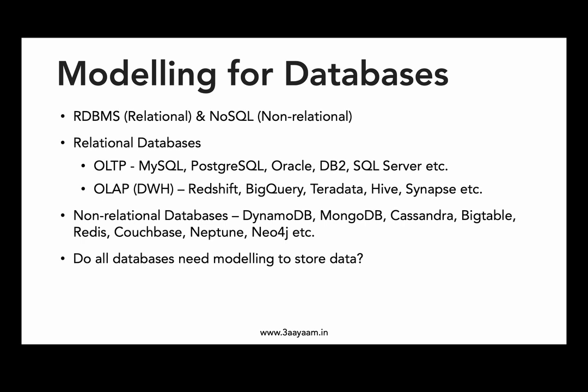Cassandra and Bigtable follow more or less the same data modeling technique as DynamoDB. Then Redis, which is an in-memory database, is completely different from other NoSQL databases like DynamoDB, MongoDB, etc. So definitely we need data modeling for all different types of databases.